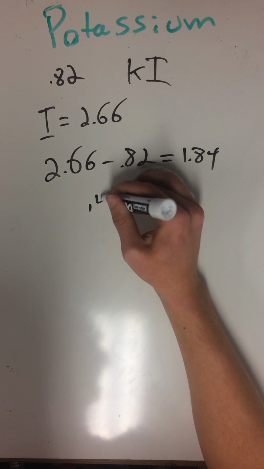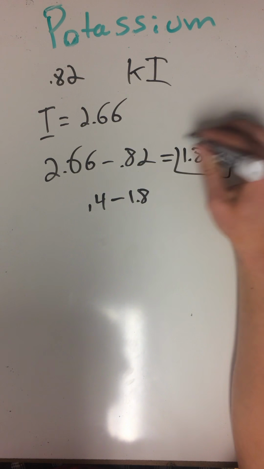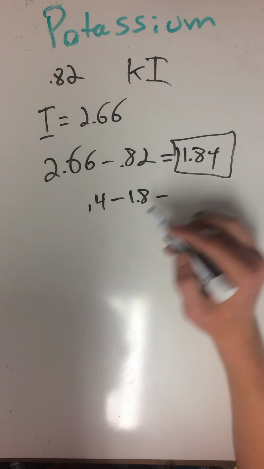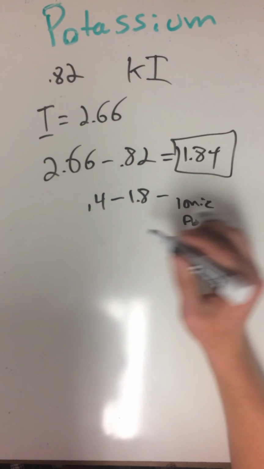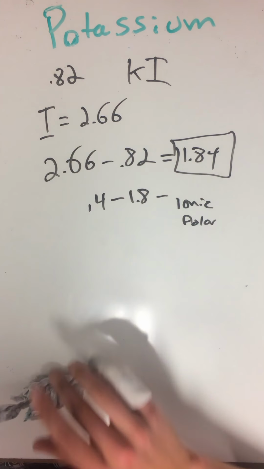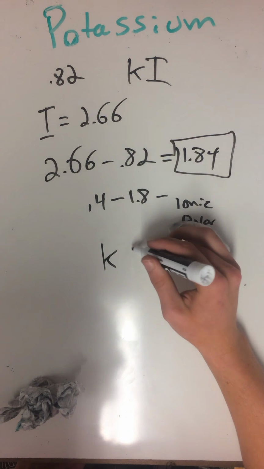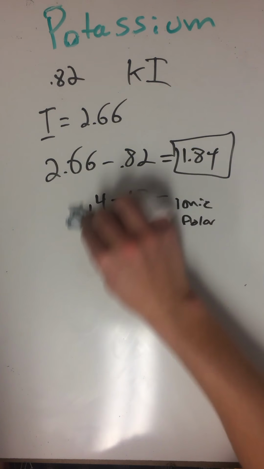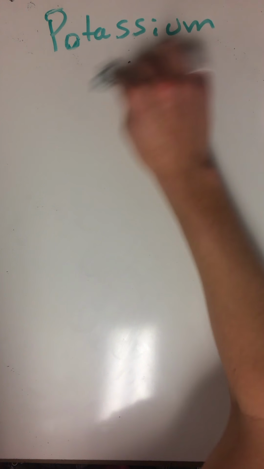1.84 would be on the scale of 0.4 to 1.8 for polar covalent, but it's not because it's bigger than that. So since it's bigger than a covalent or a polar covalent, it's an ionic polar bond. Anything less than 0.4 is a nonpolar covalent. So we already know that it's an ionic polar bond because potassium, being a metal, is bonded with a nonmetal, iodine. And we know that it's ionic because the electronegativities between the metal and the nonmetal are so great that it's polar.